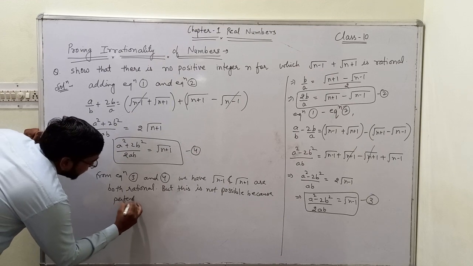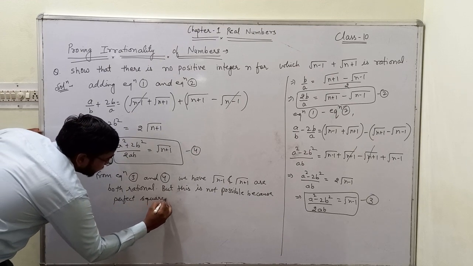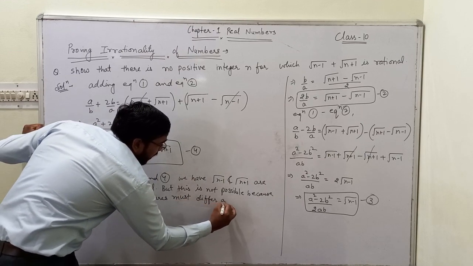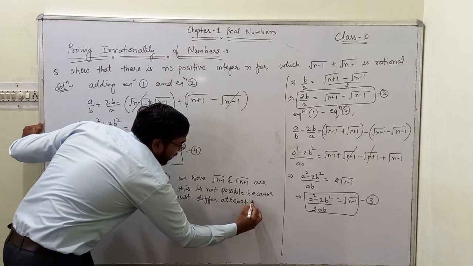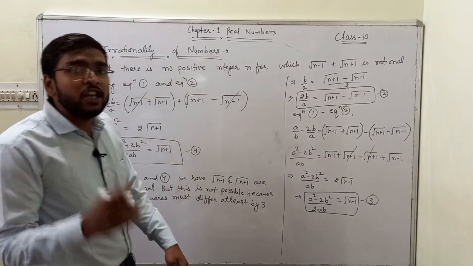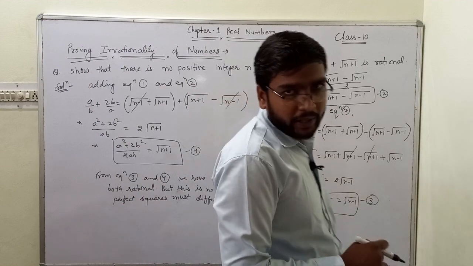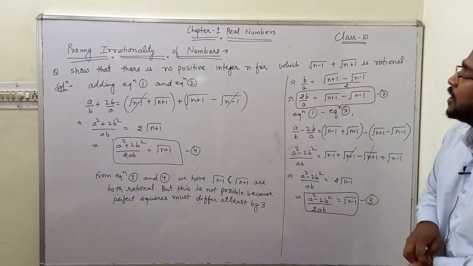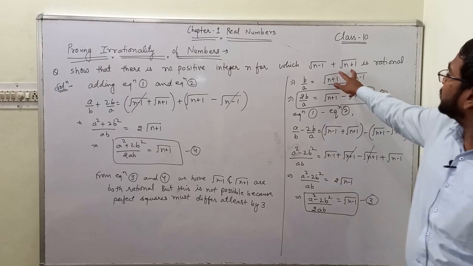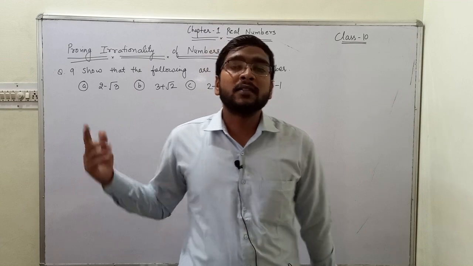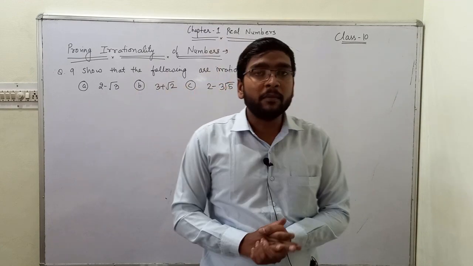Okay, this is not possible because perfect squares must differ at least by 3. The least common difference should be 3. Okay, so it is not possible for any positive integer value of n for which this expression is rational. Okay, that's it. We have successfully studied proving irrationality of numbers.